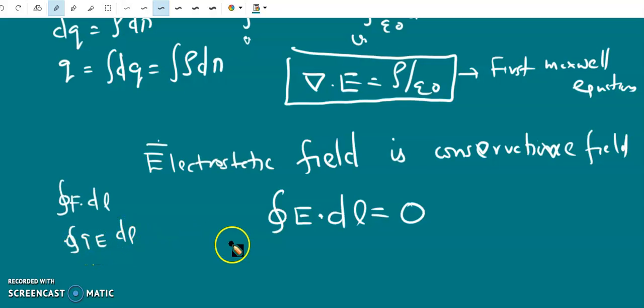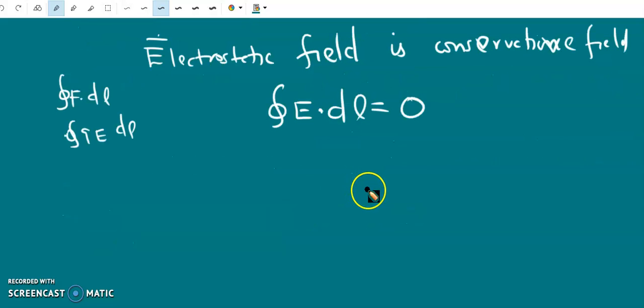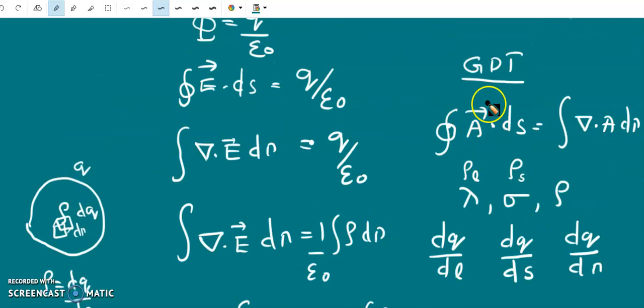So q can be taken out. So this integral E dot dl is equal to 0. And applying the Stokes theorem. So you must have learned the Stokes theorem, which is the fundamental theorem of curls. So we have already seen the Gauss's divergence theorem. This is the fundamental theorem of divergences. So this connects the surface integral and volume integral.